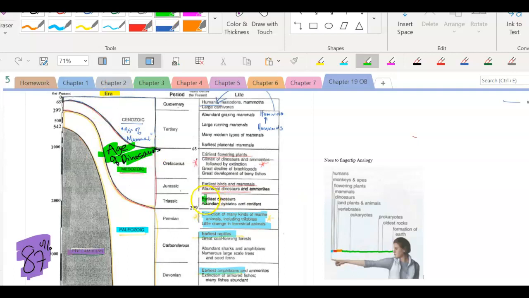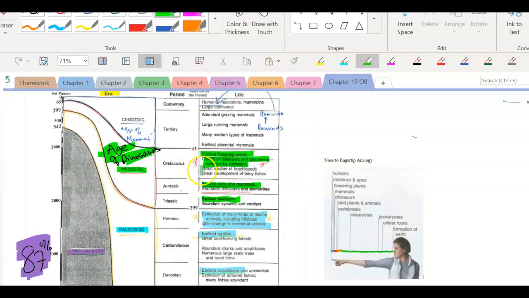And so here we see the earliest dinosaurs. We see the earliest birds and mammals. These mammals would be like marsupials with the pouch, or the platypus that lays eggs. It's actually a mammal that lays eggs. And so these are early forms of mammals. We see the first flowering plants, but then we also see a huge extinction, especially with the dinosaurs.